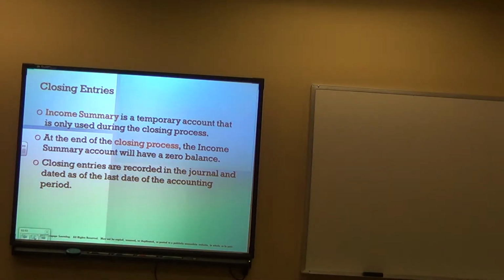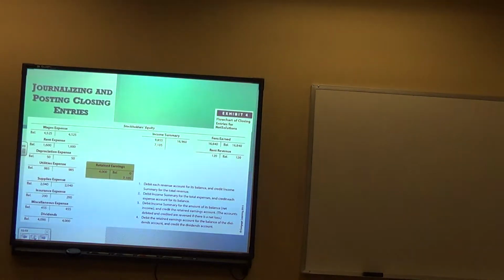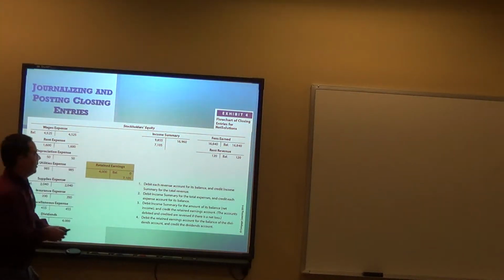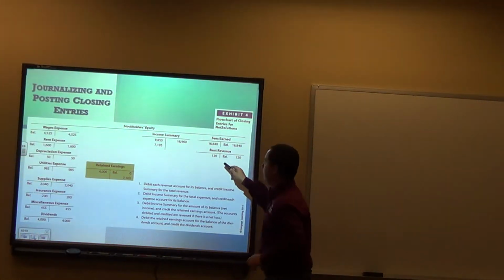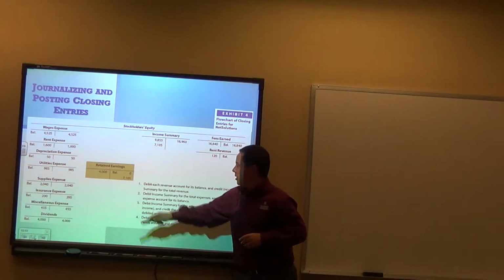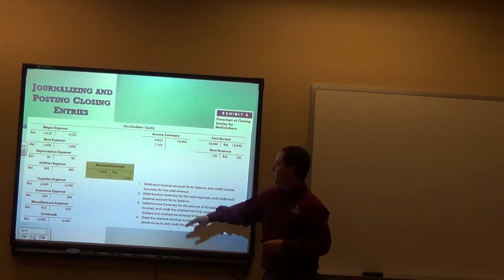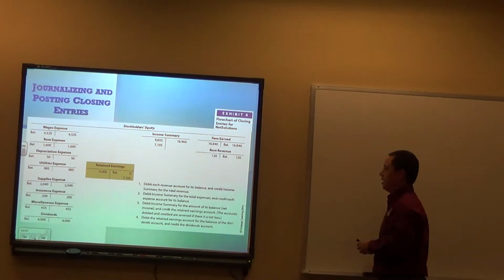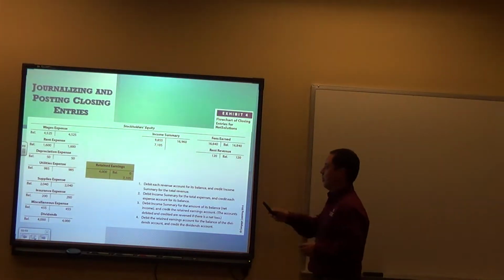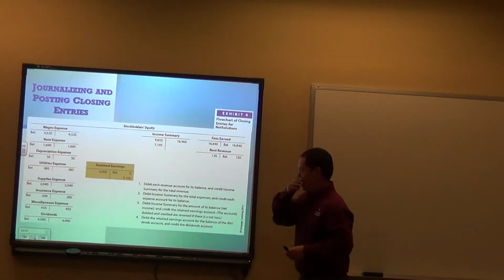But what we're going to do is we need to close out these accounts. So part of that is here, as you can see, these are all my expenses plus my dividends down here. And then I have my fees earned and my rent revenue, and then my routine earnings accounts. So the first thing we're going to do is debit each revenue account for its balance and credit an income summary for the total revenue.